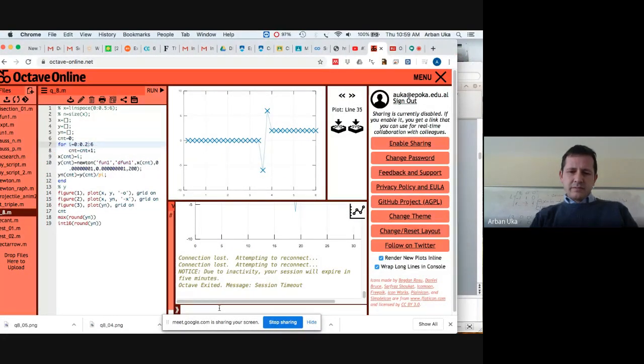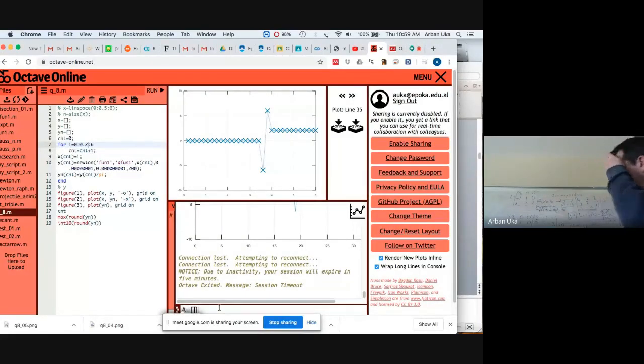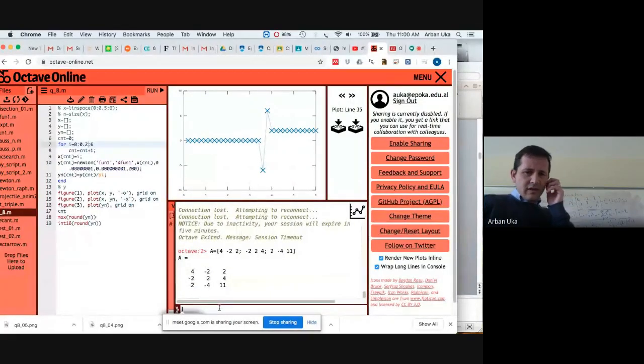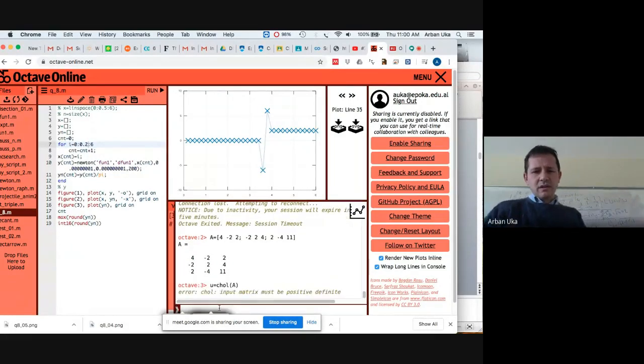So if we use the A that we had on the board, which you have in your notes, it's something like 4, minus 2, 2; minus 2, 2, minus 2; 4, minus 2, 4, and 2, minus 4, 11. So this is the A, and we can find the matrix U, which is equal to chol(A). Okay, so chol requires the matrix to be positive definite. Apparently we made a mistake when we entered the matrix.